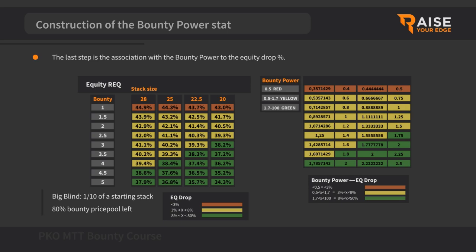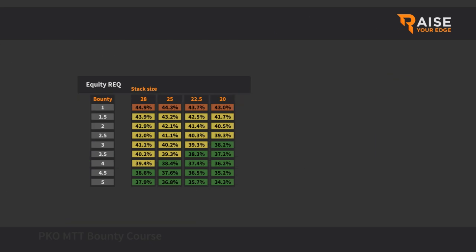If we have a bounty power between 0.5 and 1.7, then the equity drop is between 3 and 8%. If we have a bounty power of 1.7 or higher, then we have an equity drop between 8 and 50%. And from the construction later on, you will see that the color coding is actually working very well. On the next slides, I will show you how the exact relation between the bounty power number and the equity drop is done.